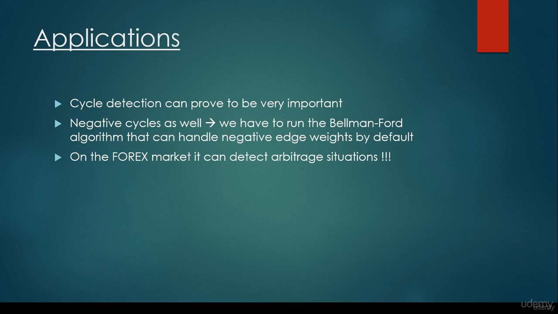What does it mean, arbitrage situations? It means riskless money. We are able to detect the so-called mispricing, and this mispricing can lead to, for example, converting American dollars to Canadian dollars to yen, and yen back to American dollars, and you are able to make some money because of the mispricing. There are some arbitrage situations, and these kinds of situations can be found with the help of Bellman-Ford algorithm. I think it is a very useful and a very elegant application for Bellman-Ford algorithm.